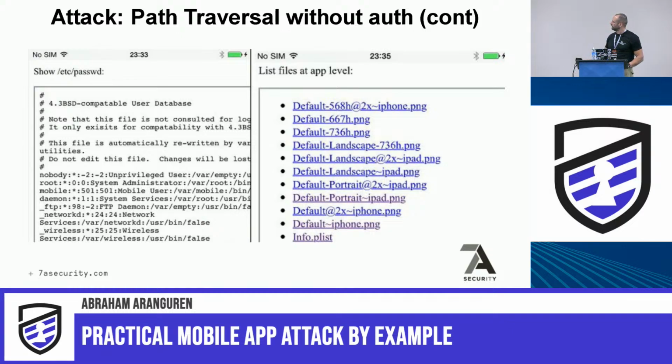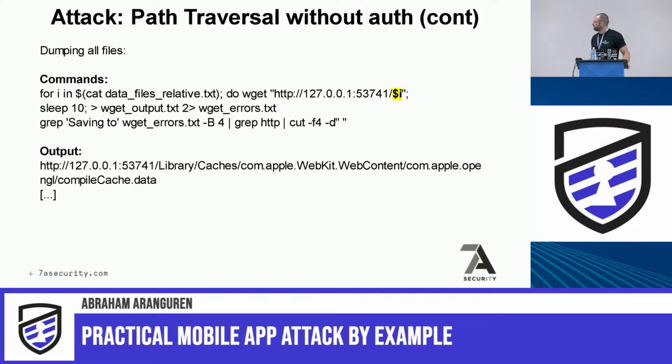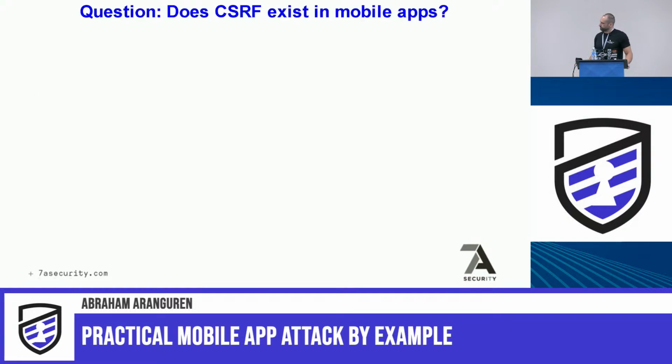So you can read local files that the app can read. So here we are reading etc password, and you could also read files that the app has, right? And then you could simulate this with a shell one-liner from the iOS device. So this is a for loop, and it's just retrieving all the files using the local server and then just dumping them in the system, right?